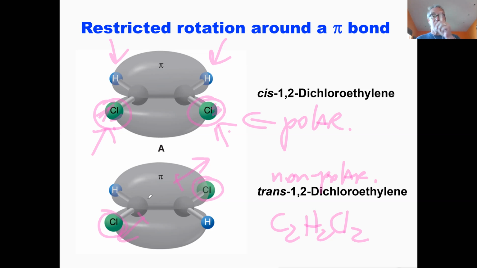So I have the exact same molecule with slightly different shapes. One of them is polar, one of them isn't. And you can actually separate these based on their boiling point. The polar molecule boils at a slightly higher temperature than the nonpolar molecule, even though they're pretty much identical in every way.